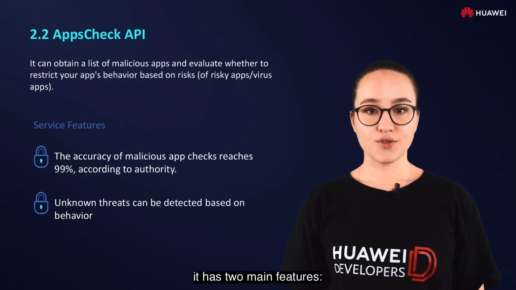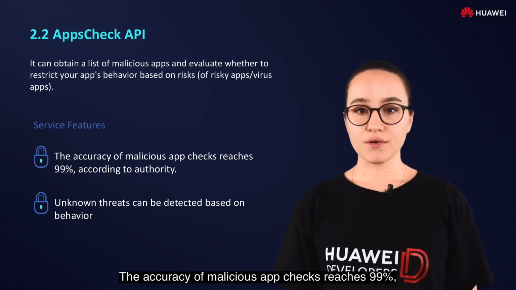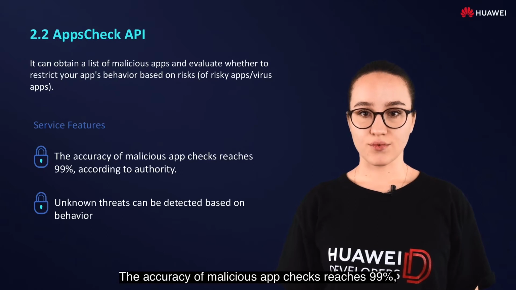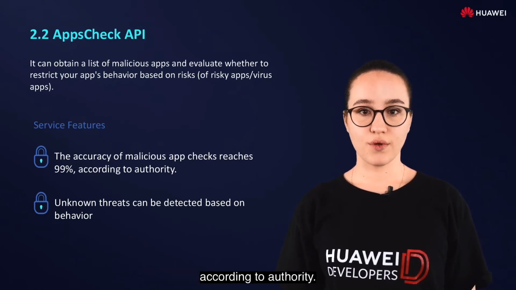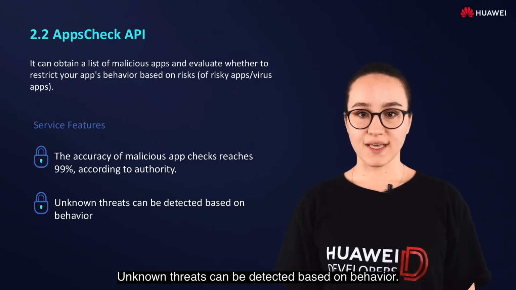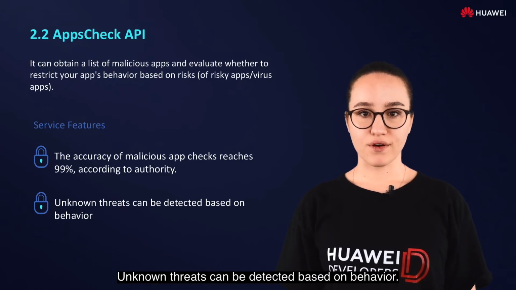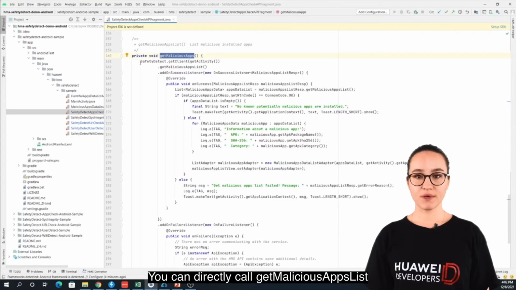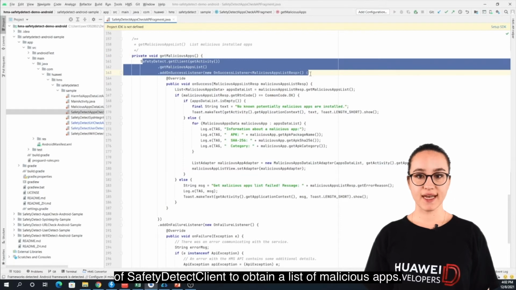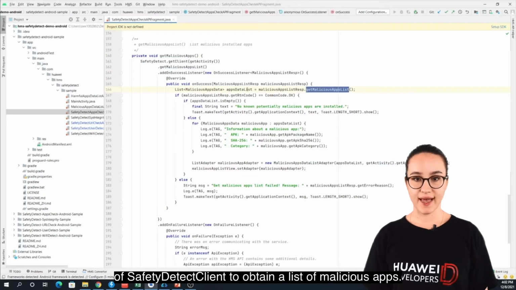Also, it has two main features. The accuracy of malicious app checks reaches 99% according to authority. Unknown threats can be detected based on behavior. You can directly call Get Malicious Apps list of Safety Detect client to obtain a list of malicious apps.